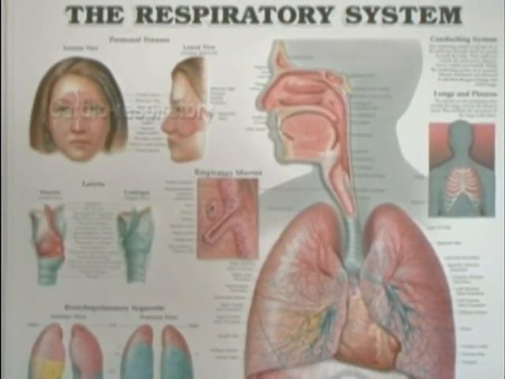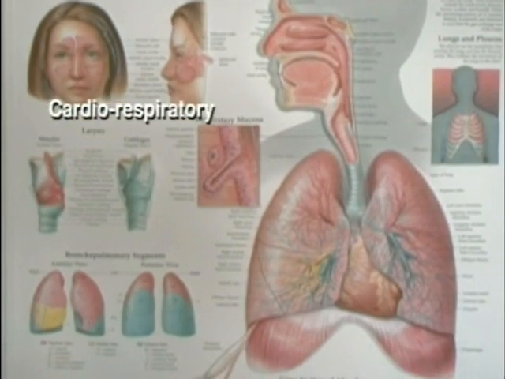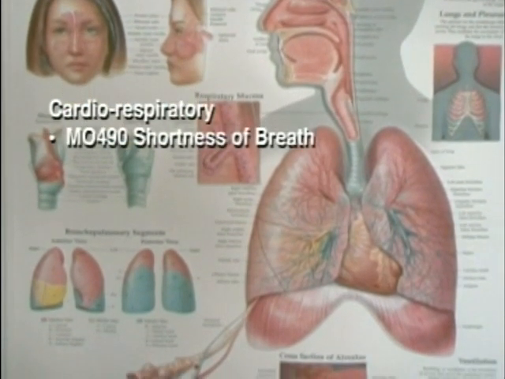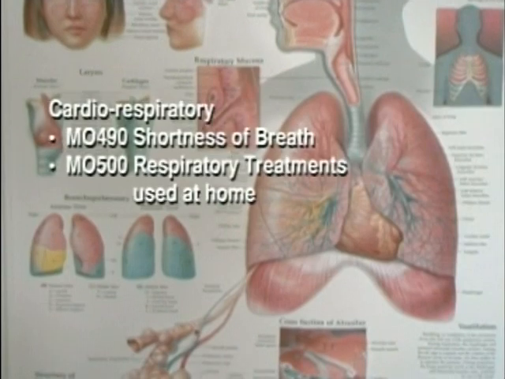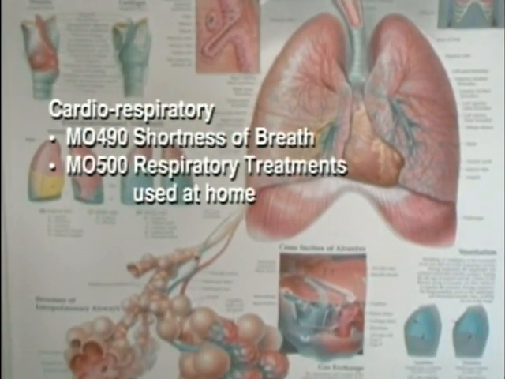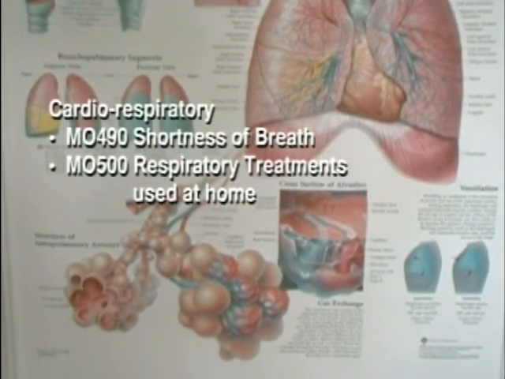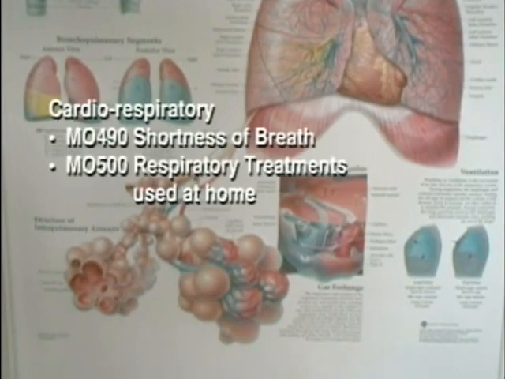The cardiorespiratory system is composed of the circulatory systems, heart and blood vessels, and the respiratory system, including nose, pharynx, larynx, trachea, bronchi, and lungs, delivering oxygenated blood to the entire body. Cardiovascular disease is one of the most frequent conditions seen in home care.